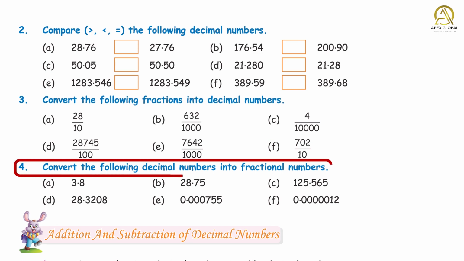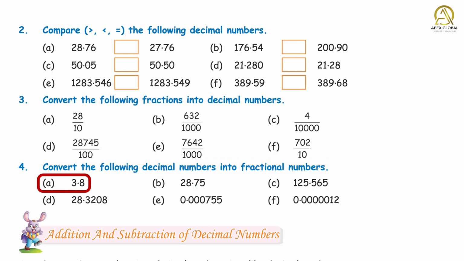Question 4. Convert the following decimal numbers into fractional number. A. 3.8, 38 upon 10. B. 28.75, 2875 upon 100. C. 125.565, 125565 upon 1000.